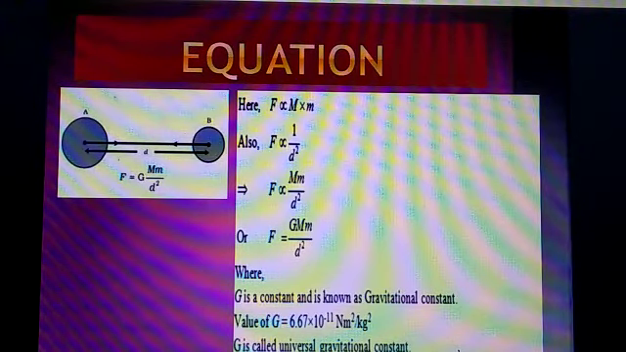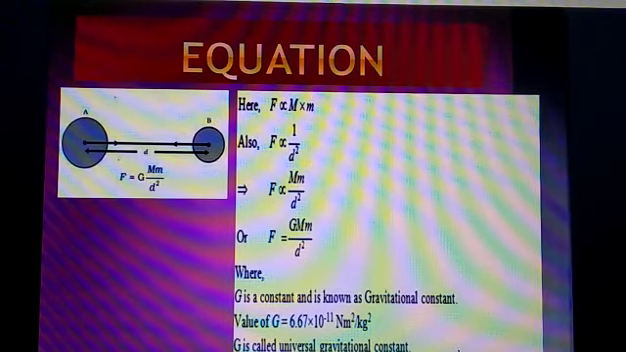So up to page number 134, above the example, I have completed. Up to there you have to read, and after reading, if you have any doubt, you may ask.